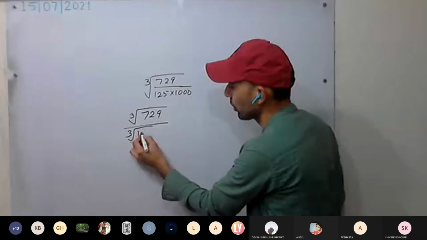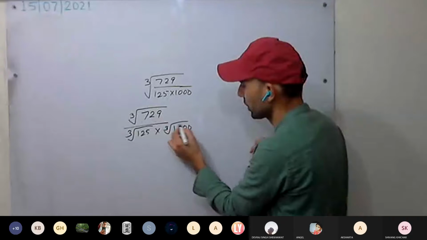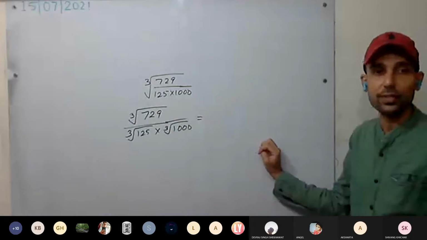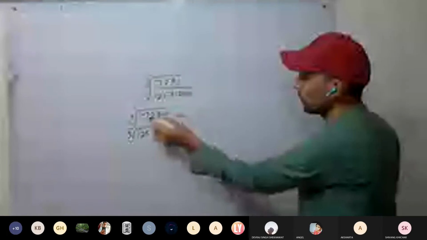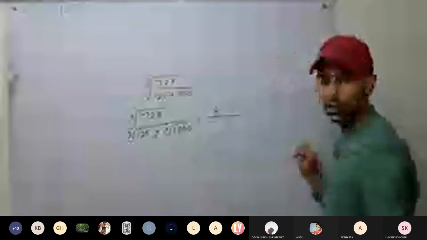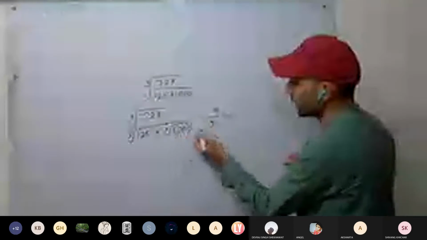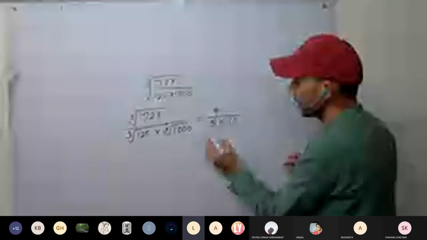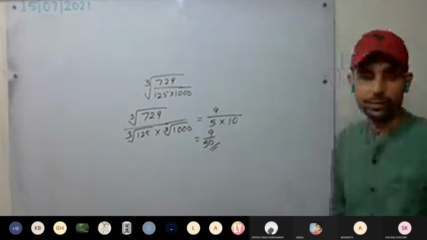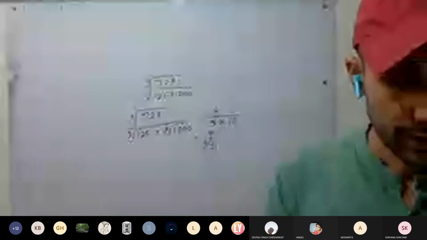Upon cube root of 125 into cube root of 1000. 729 is the cube of 9, so its cube root will be 9. The cube root of 125 we have already done, 5. For 1000, three zeros are there, so 10. So 9 upon 50. This is clear? Okay, do the next one.